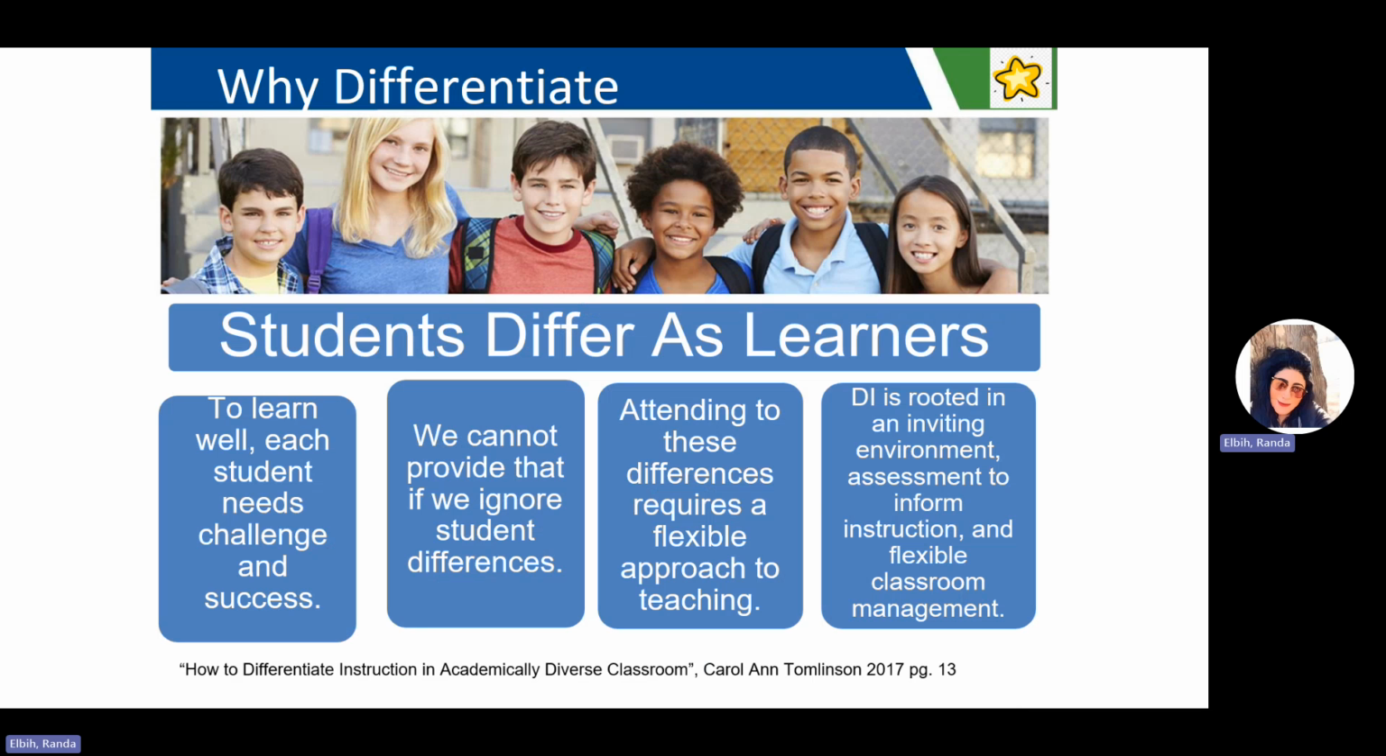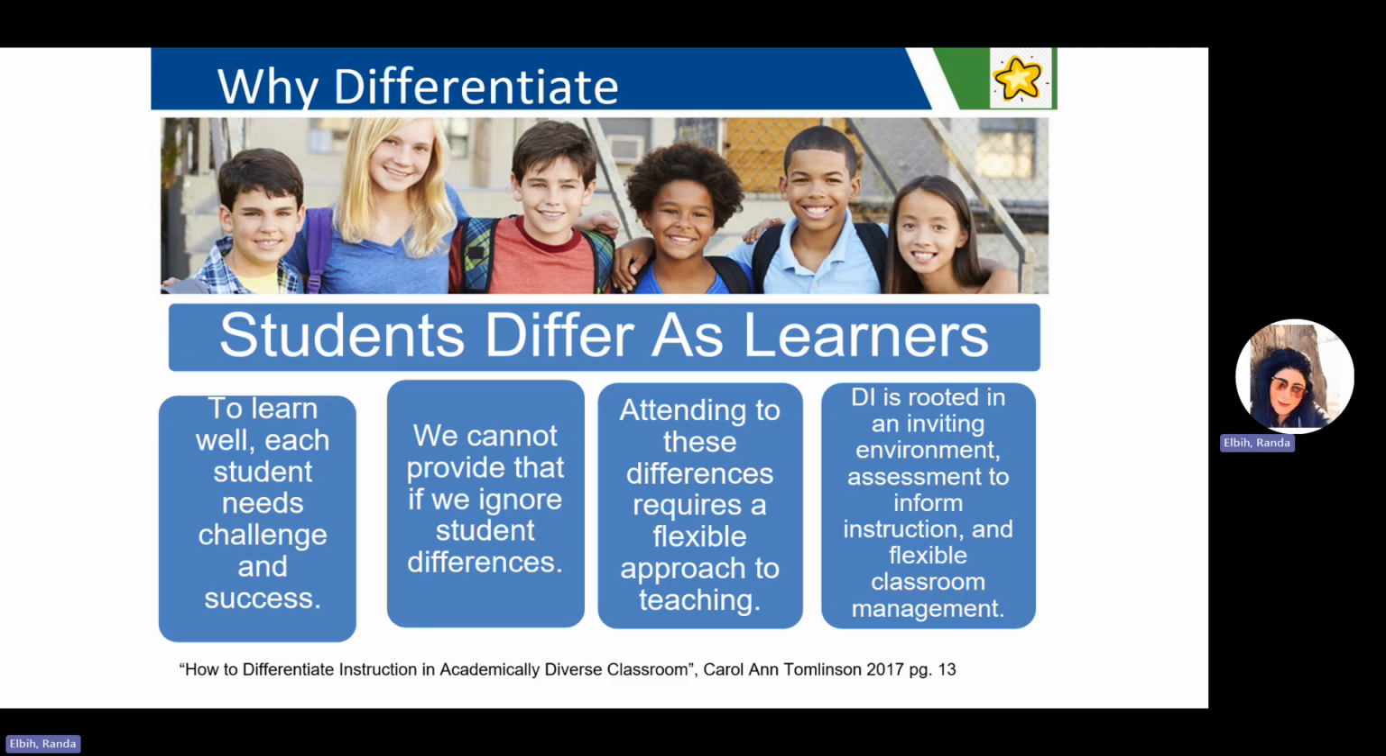So students then differ as learners. As a teacher, to teach well, you need to pay attention to each student's needs and challenges, and make sure that they are successful. We cannot provide that if we ignore students' differences, right? Some of them are going to get what we're teaching if we're just doing it one way, and others are not going to get it.